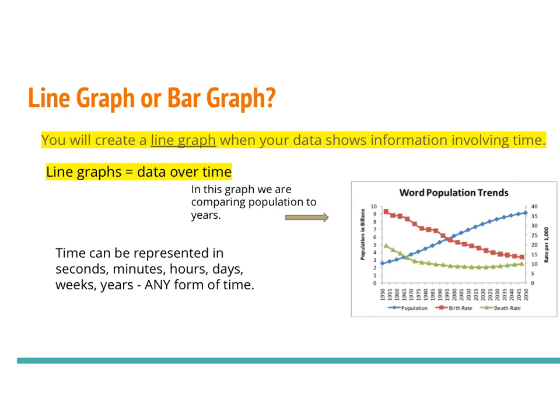So a line graph shows how data changes over a period of time. In this case, we're looking at how the birth rate or the death rate or the population changes over a period of many years.